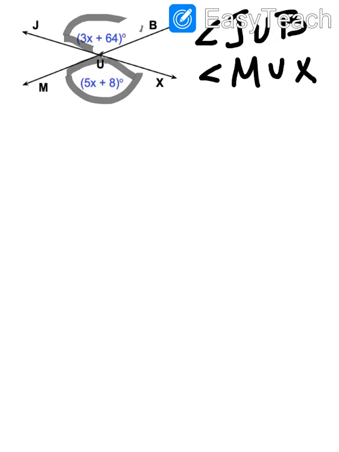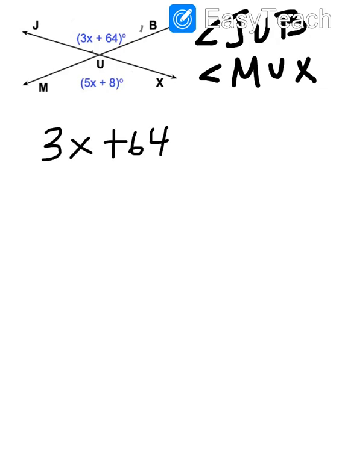Okay, so we want to write an equation knowing that relationship. We know that they are equal, so we're going to use that relationship to get going. So we have 3x plus 64 has to equal 5x plus 8. In order for us to figure this out, we have to figure out what x is.